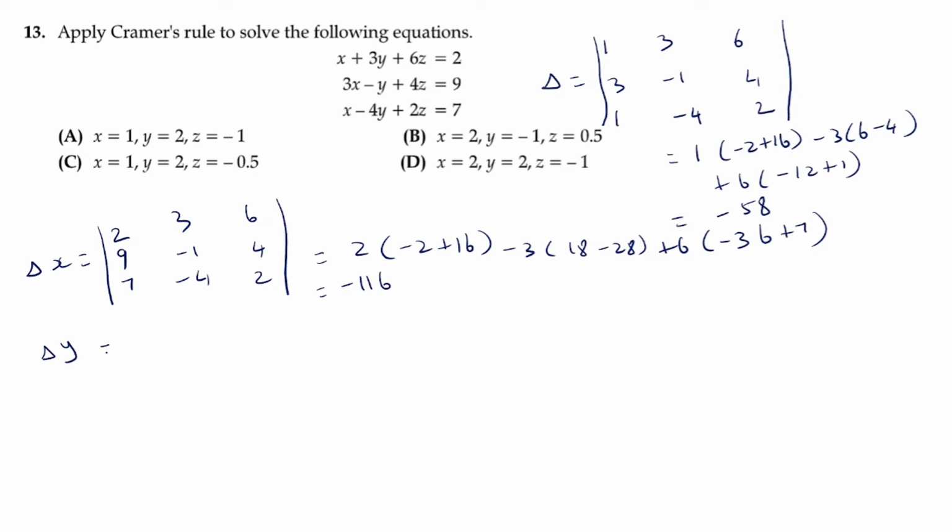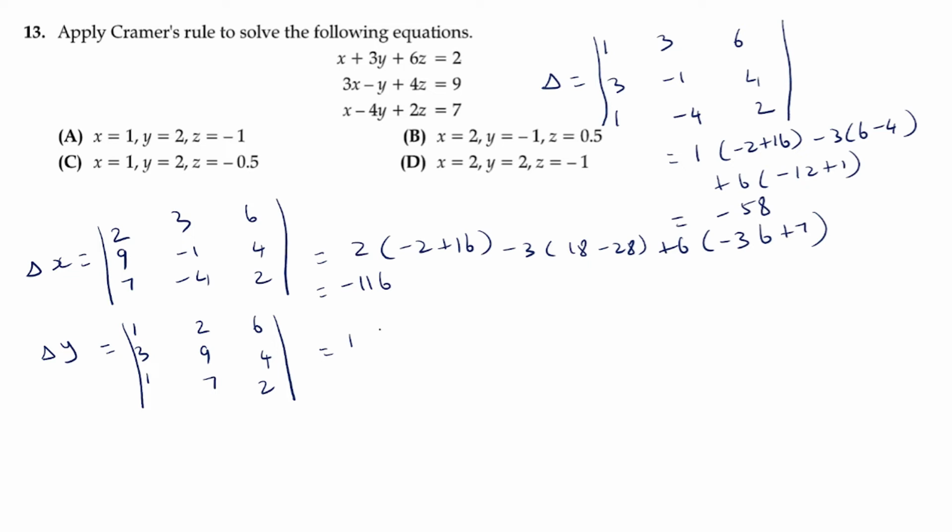Next we have delta y. For delta y, in place of the coefficients of y, we need to have the constant terms 2, 9 and 7. So delta y is 1, 3, 1; 2, 9, 7; 6, 4, 2.